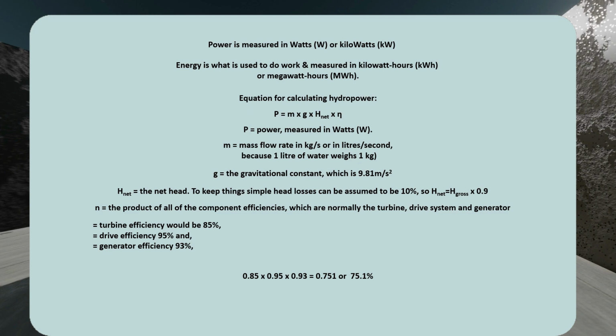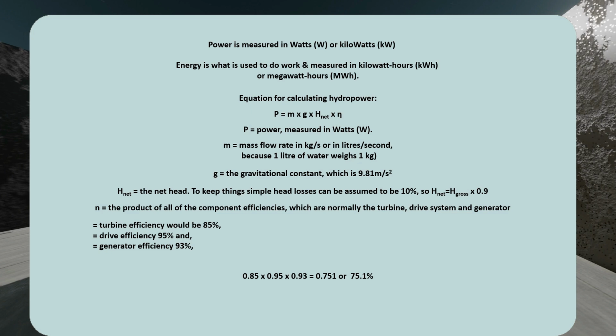So using this equation, P equals M multiplied by G multiplied by H net multiplied by eta, where P is measured in watts, M is the mass flow rate in kg per second, G is the gravitational constant, which is 9.81 meters per second squared. H net is the net head. This is the gross head physically measured at the site, less any head losses.